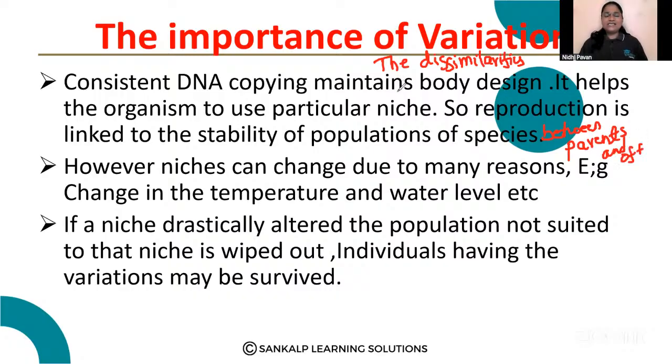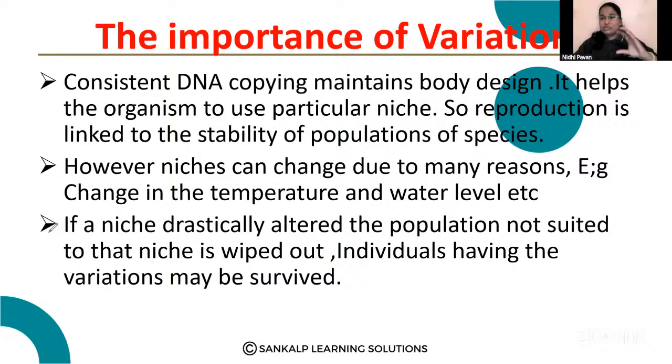See, consistent DNA copying maintains body design. It helps the organism to use a particular niche. So reproduction is linked to the stability of population of species. So what happens here? That niche can change due to many reasons, like change in temperature or water level. For example, when you were born, the environment was different. When I was born, the environment was different. When your parents were born, the environment was different.